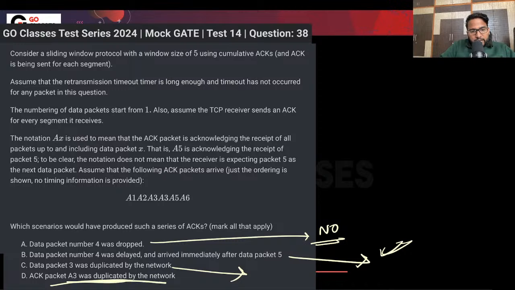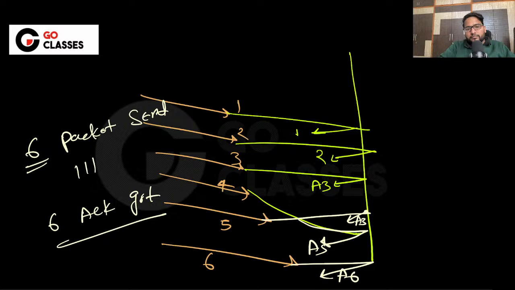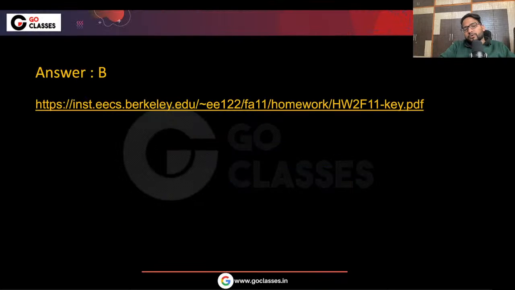A3 was duplicated, the packet is duplicated? No, neither the ACK nor the packet, right? Okay, so this question has B as an answer. This question is from Berkeley University, right?